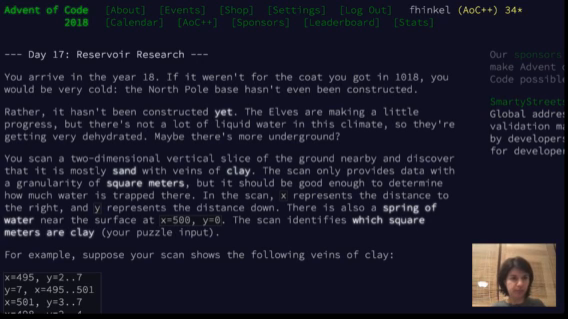All right. So, reservoir research. You arrive in the year 1018.